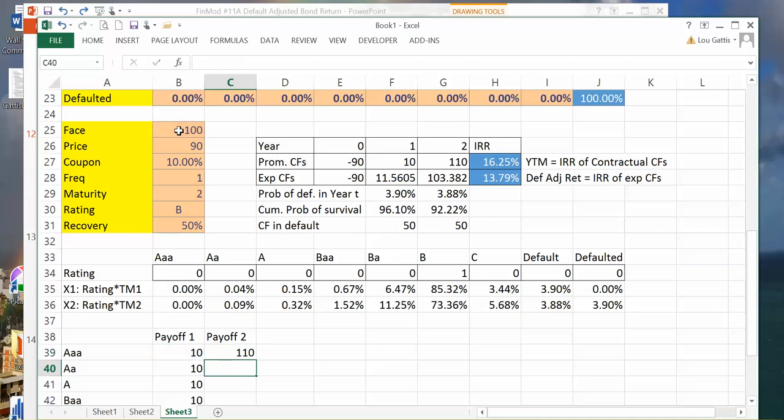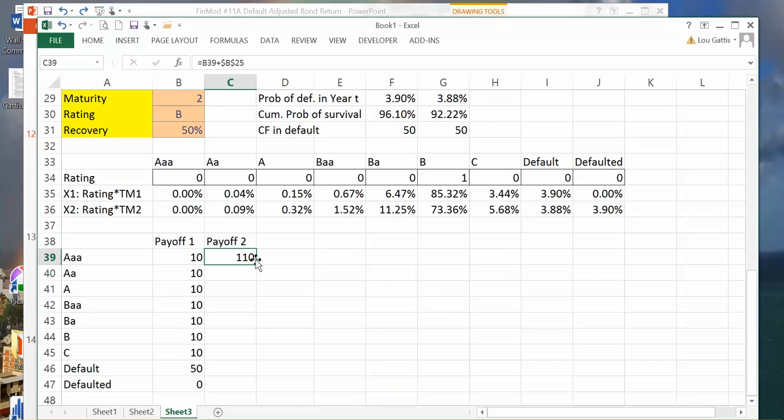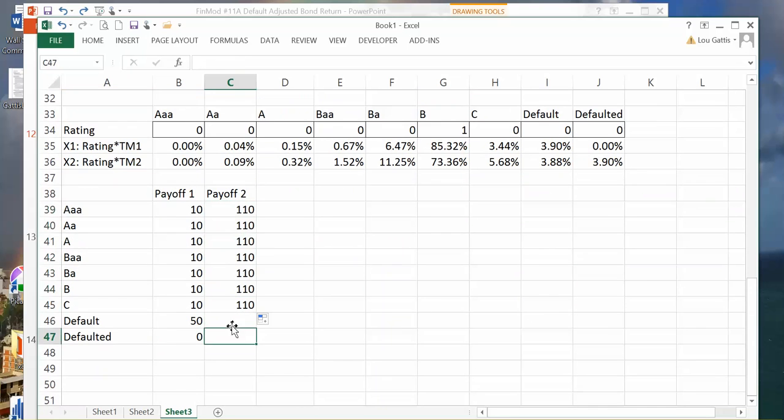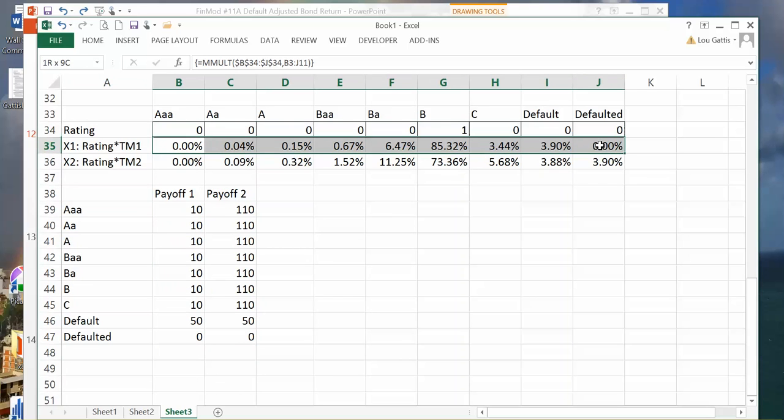So I can just copy that. As long as it doesn't default, I get my 110. If it does default in year 2, I get my 50. Otherwise, I get 0. So this is payoff 1 and payoff 2, the payoffs given the rating at end of year 1 and year 2. These are the probabilities of transitioning to any rating in year 1 and year 2.